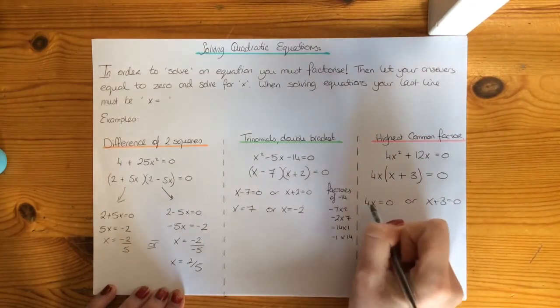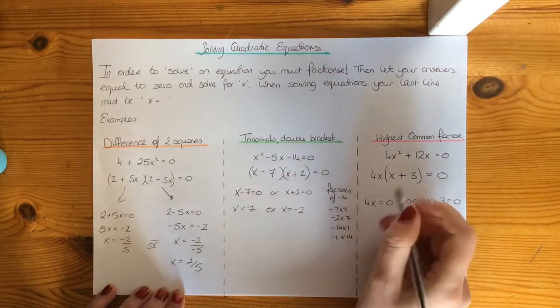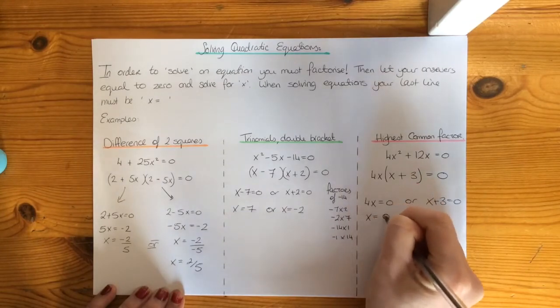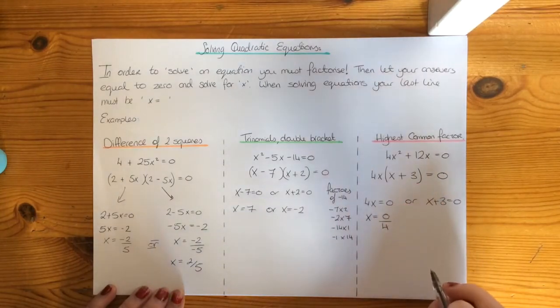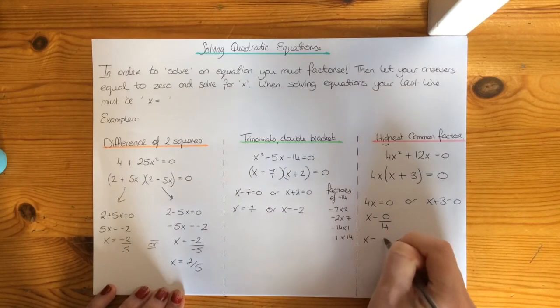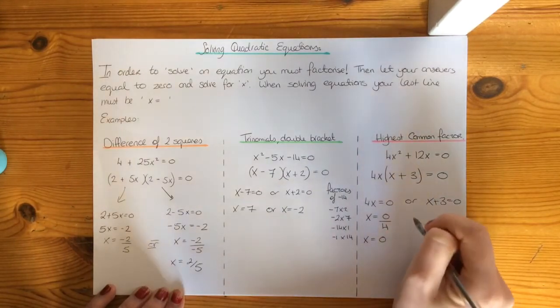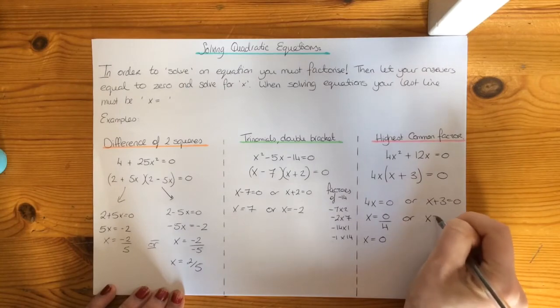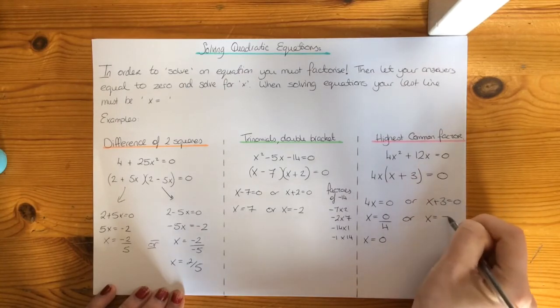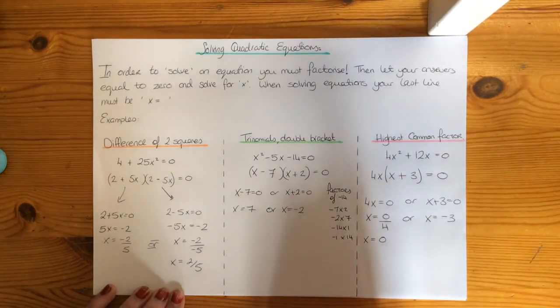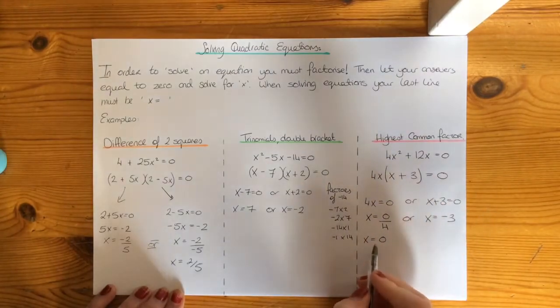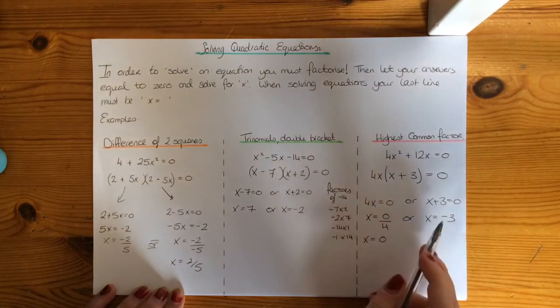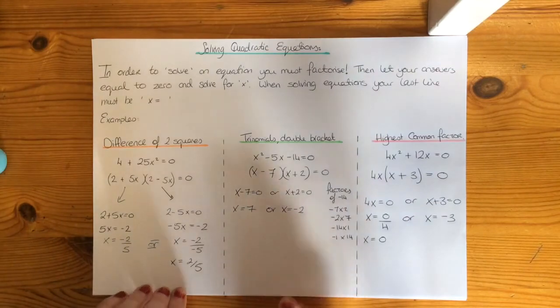So here we want x by itself. It's being multiplied by 4, so we must divide down. So it equals 0 over 4. Put that in the calculator, you'll get 0. So x can be 0. Or x plus 3 equals 0. Get the x by itself, move the positive 3 over, becomes negative 3. So for this answer, x can be 0 or x can be negative 3.